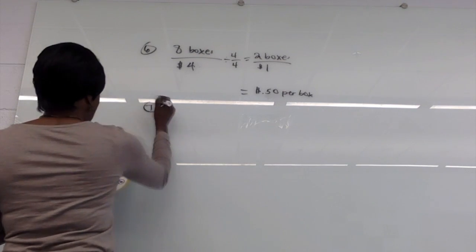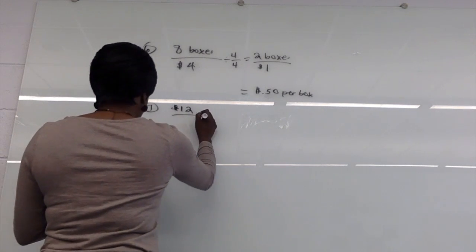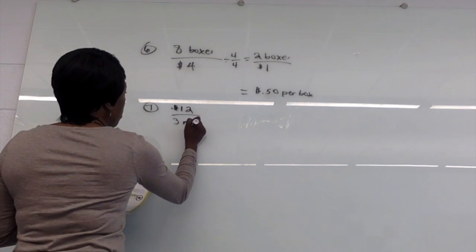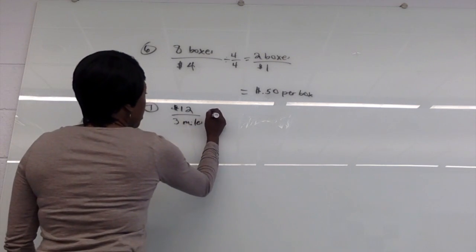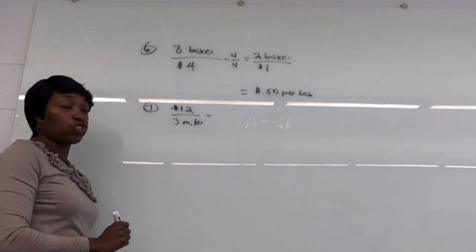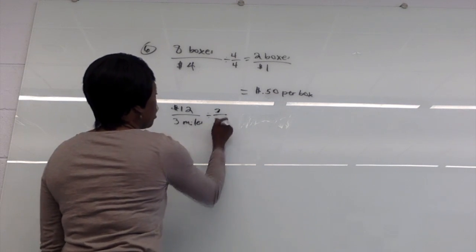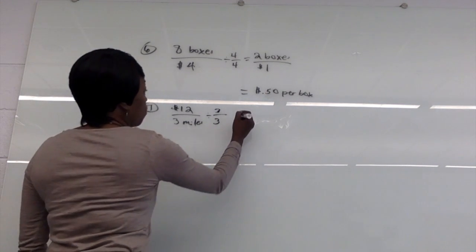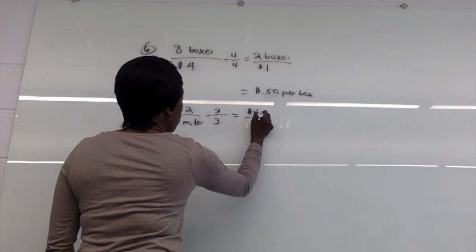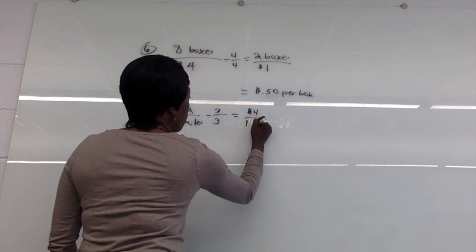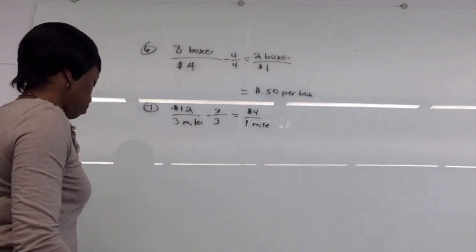So for number 7, this is how you should set it up. Again, $12 in your numerator and 3 miles in your denominator. Once again, since they're asking me this time how much per mile, this is going to help me out. So I can divide my numerator and denominator by 3. And when I do this, 12 divided by 3 would give me $4 in my numerator. 3 divided by 3 would give me 1 mile. So that means that he paid $4 per mile.